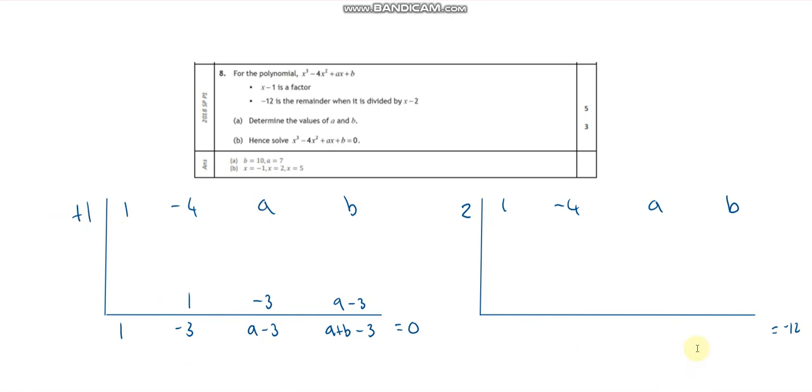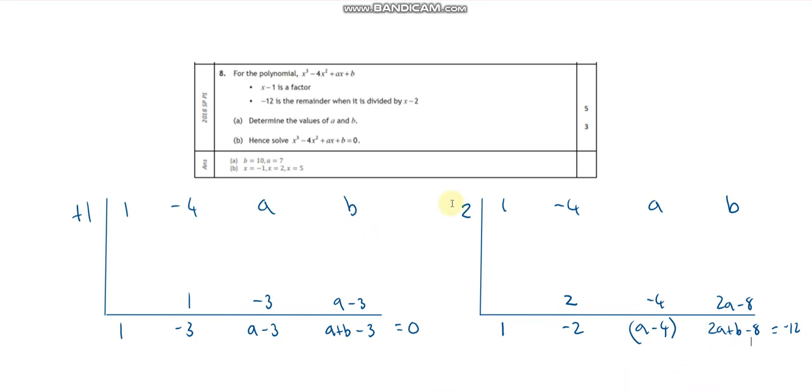So let's try this one a bit trickier now. So pull the 1 down and then multiply and add. Multiply and add. So I've got a take away 4. And this is what people make a mistake with. I'm timesing this whole thing by 2. So I'm going to end up with 2a take away 8. It's the whole thing. And then I'll add. So 2a plus b take away 8 is equal to negative 12.